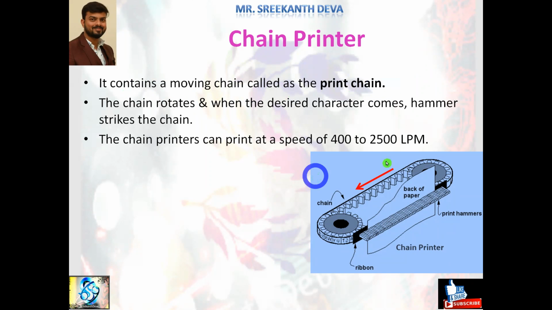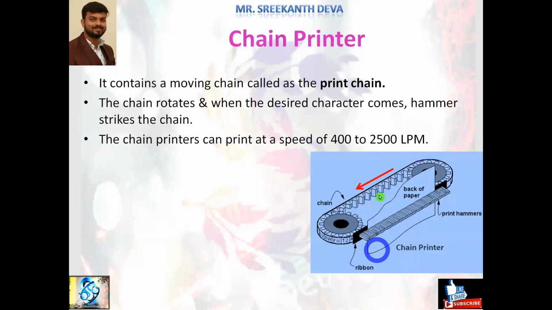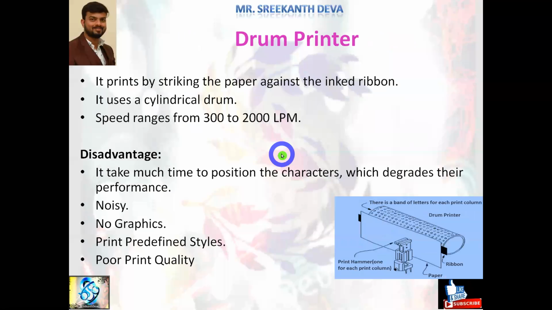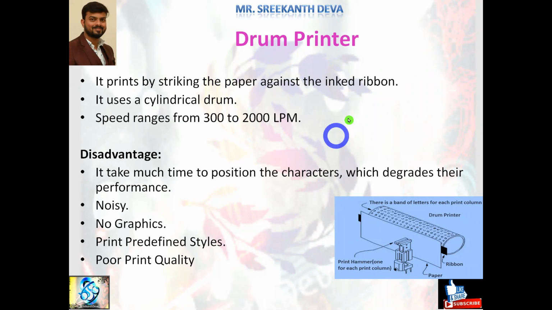A chain printer contains a moving chain called the print chain. Here a chaining mechanism is there, with the paper, the hammers, and the ribbon. These printers can print at a speed of 400 to 2500 lines per minute. Drum printers also come under line printers. It is also an impact printer. The speed ranges from 300 to 2000 lpm, lines per minute.